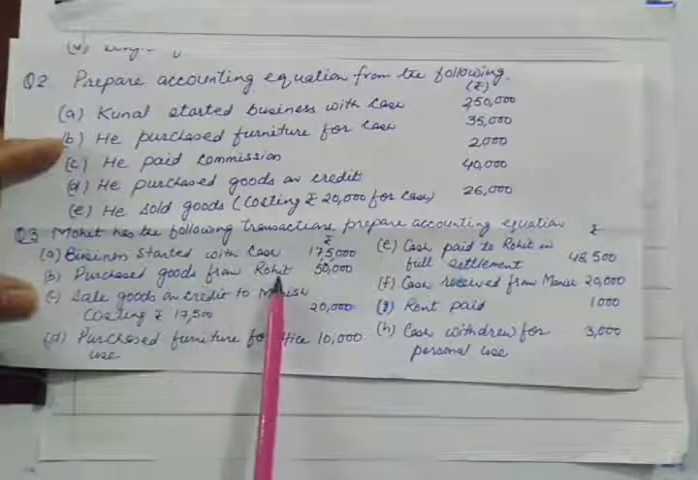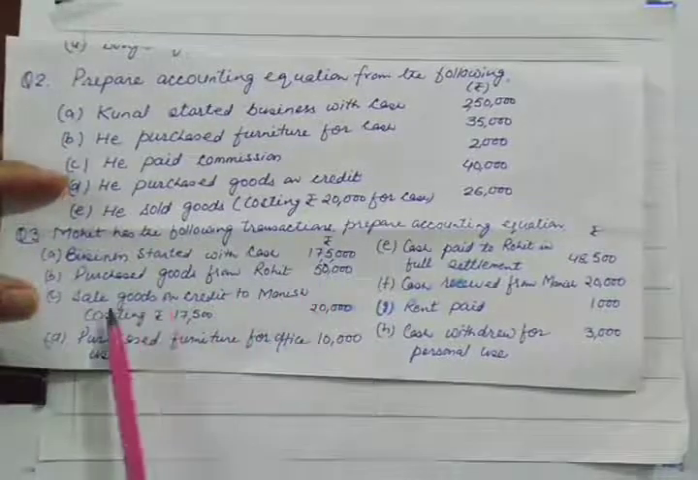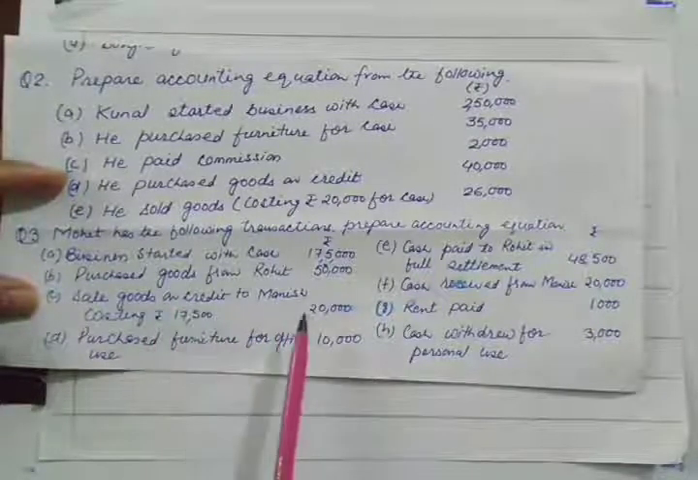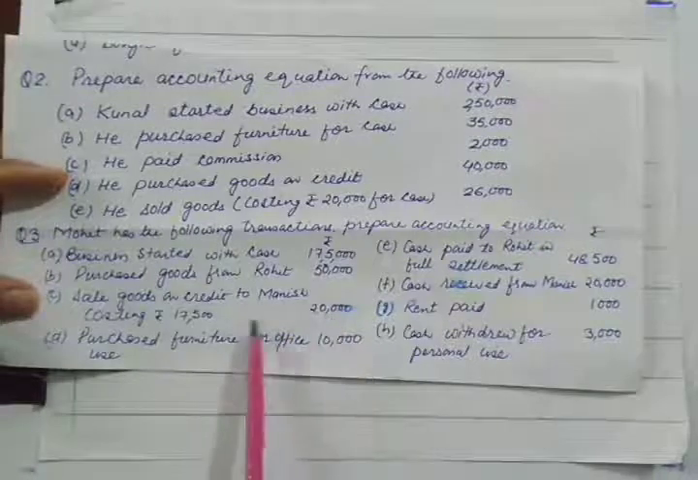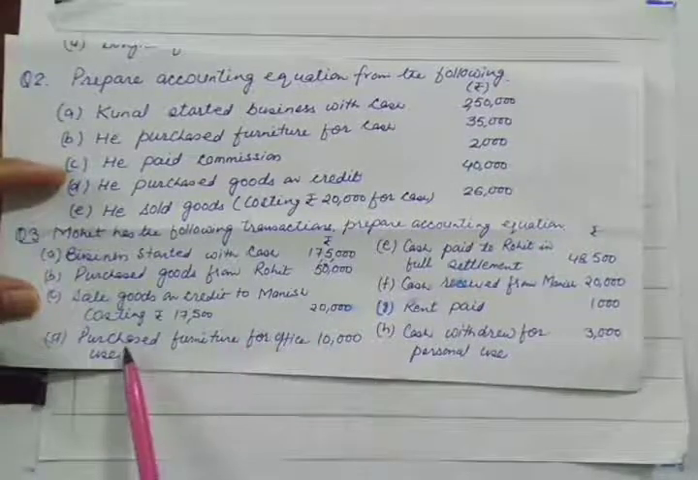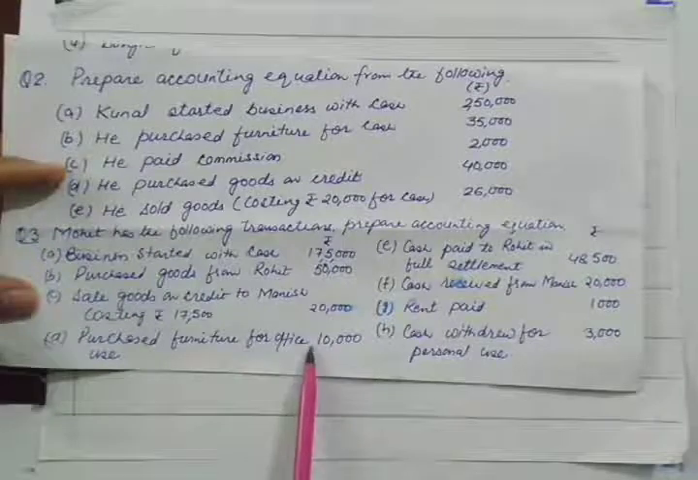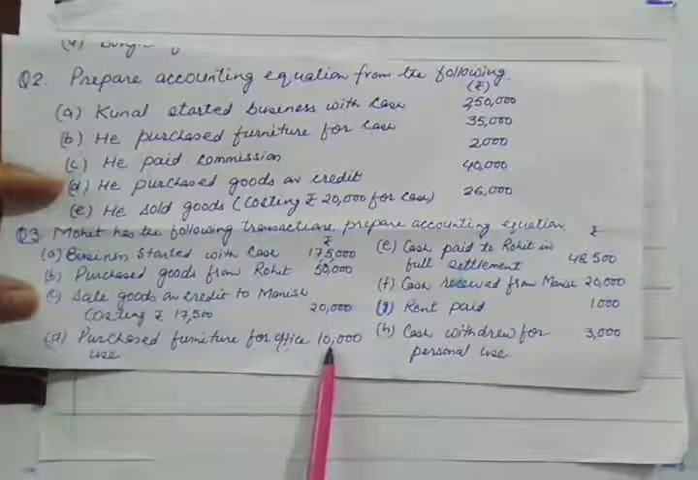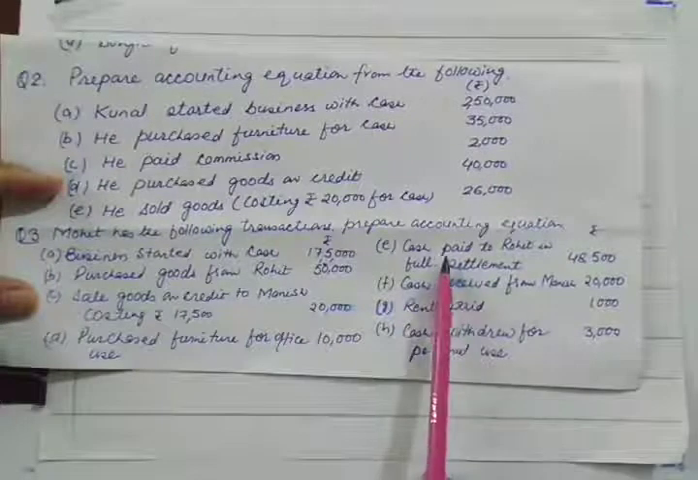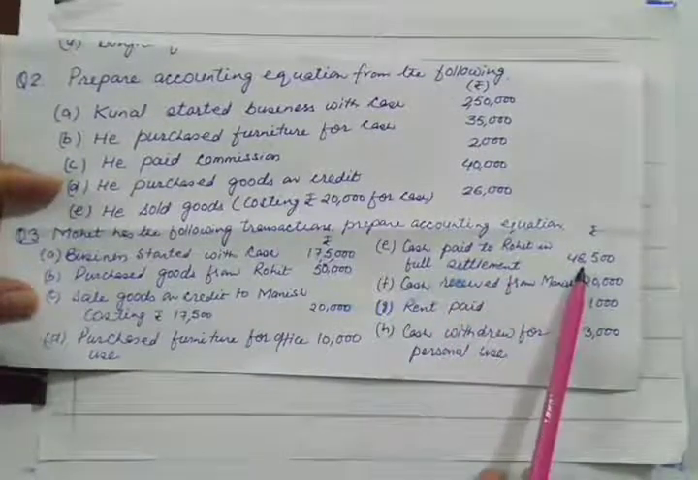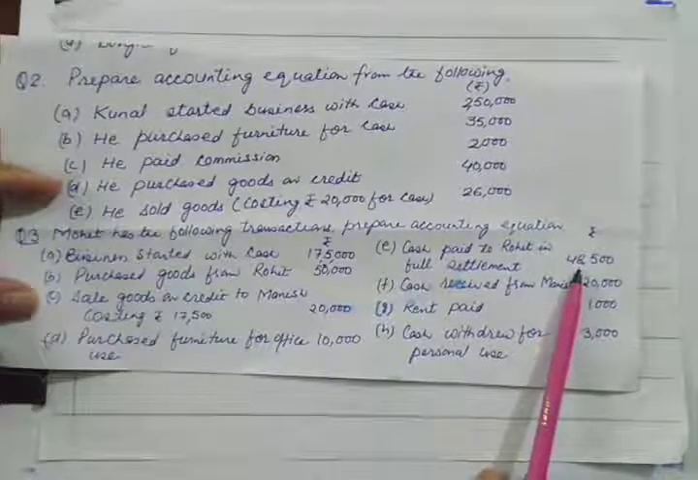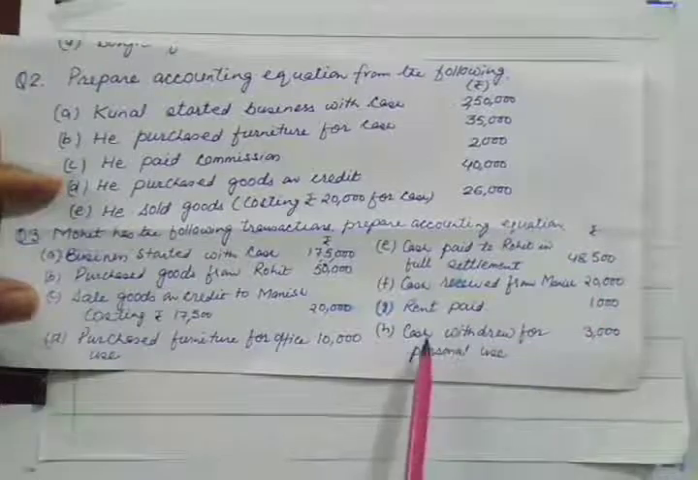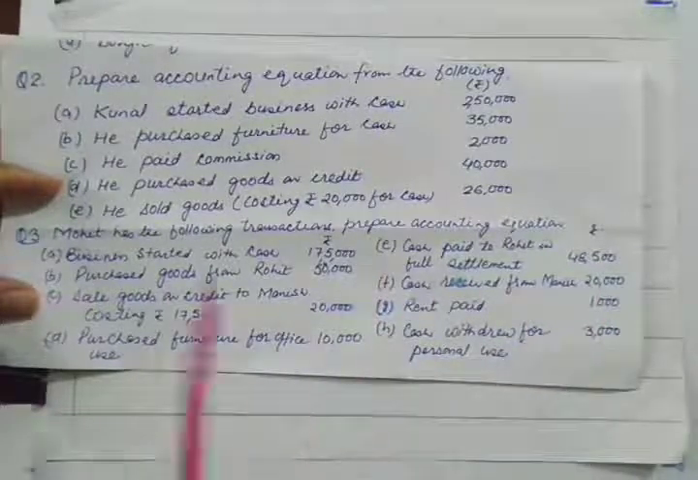Purchased goods from Rohit, it's a credit transaction. Sold goods on credit to Manish costing 17,500 for 20,000. Here you are earning a profit of 2,500. Purchased furniture for office use rupees 10,000. Question is silent, so we'll assume that it is a cash transaction. Cash paid to Rohit in full settlement. This we are paying to our creditor. Cash received from Manish 20,000. Rent paid expense. Cash withdraw for personal use rupees 3,000.